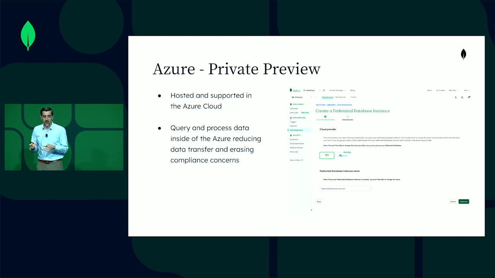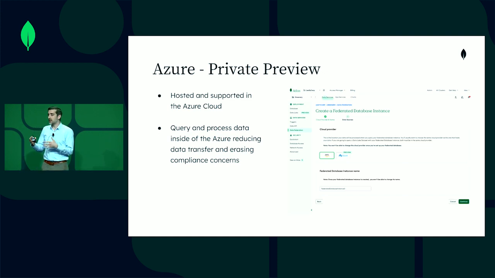The other thing that we're excited about is Azure. So for a long time, we've only had support for AWS for Atlas Data Federation. The service runs entirely on AWS, meaning that both the compute engine that is running these queries and processing the data, as well as the underlying object storage that we are able to connect to, was all AWS.